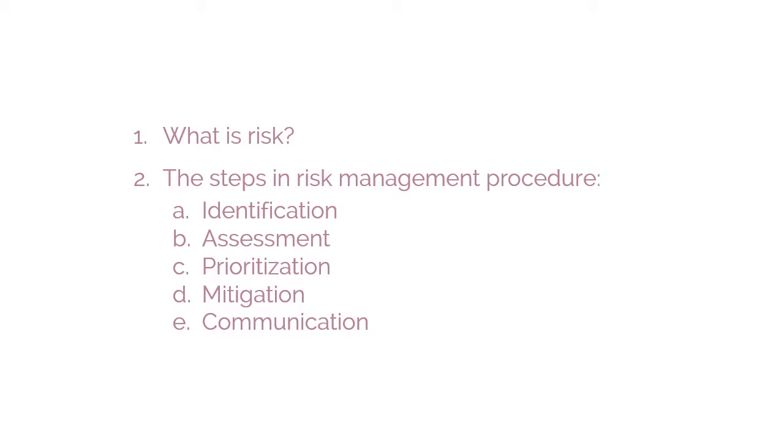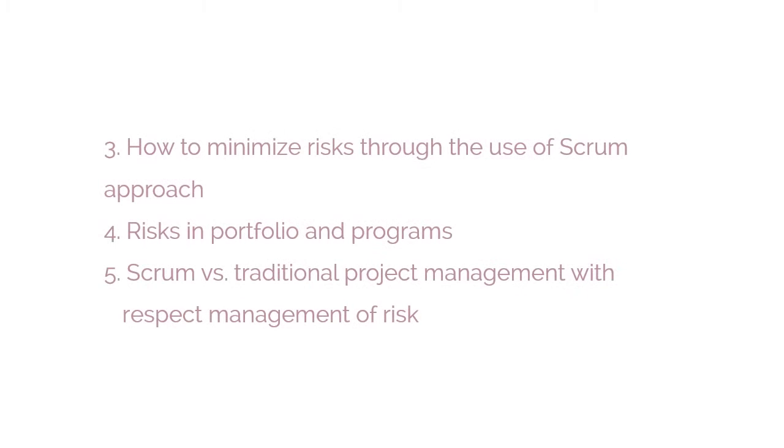As part of this chapter, we will discuss what is risk, the steps in the risk management procedure, such as identification, assessment, prioritization, mitigation, communication, how to minimize risks through the use of the Scrum approach, risks in portfolio and programs, and finally, Scrum versus traditional project management with respect to management of risk.